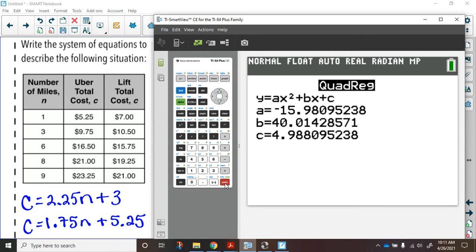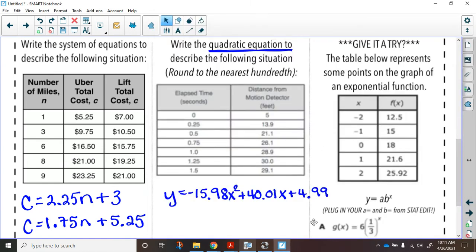And so I'm going to be rounding each of these numbers to the nearest hundredth. So I have y equals negative 15.98x squared plus 40.01x plus 4.99. Here would be the final equation for a quadratic table.